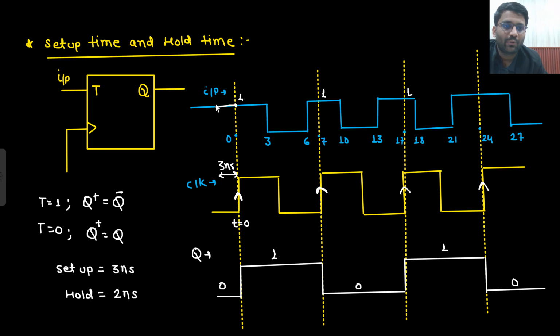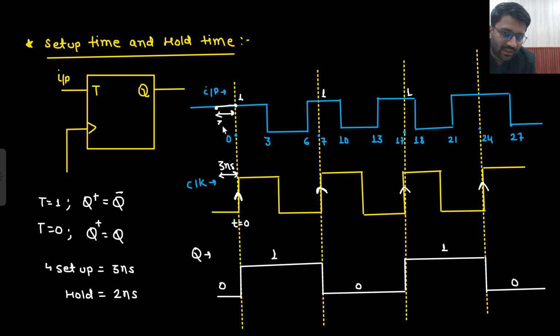Is that understandable to you? What did I just say? What is the meaning of setup time? Setup time is 3 nanoseconds. So the clock will say that yes, at the positive edge of this clock, I am seeing the input 1, which means I am supposed to toggle. I will toggle only if your input is stable for the previous 3 nanoseconds, because your setup time is 3 nanoseconds.